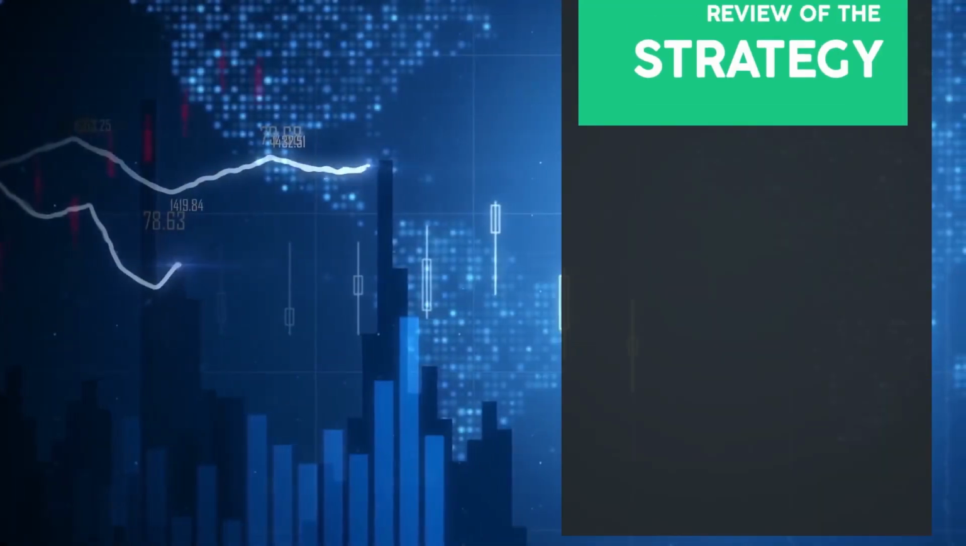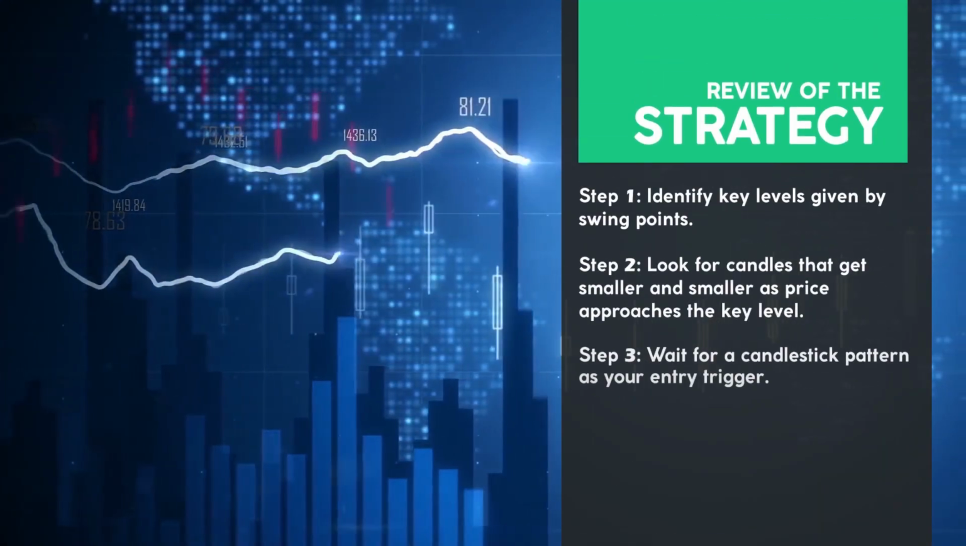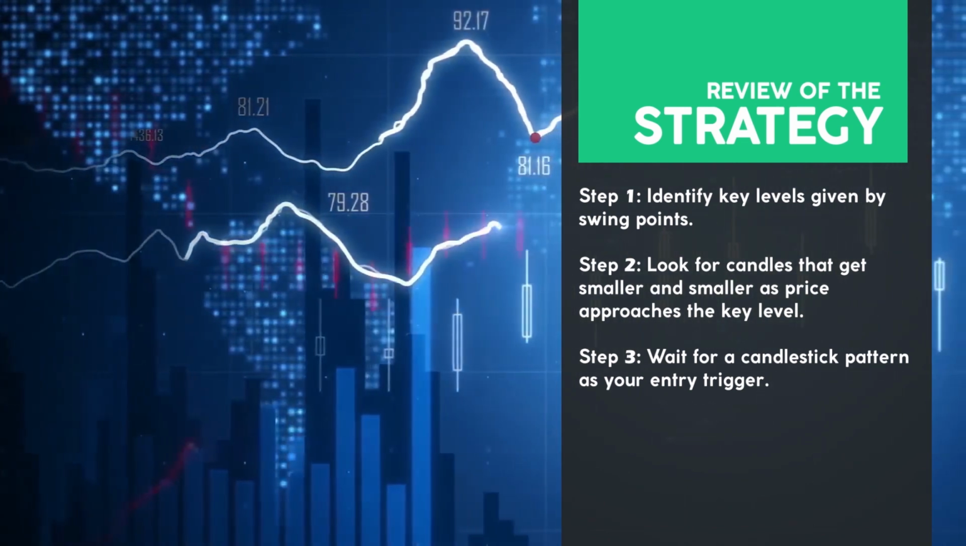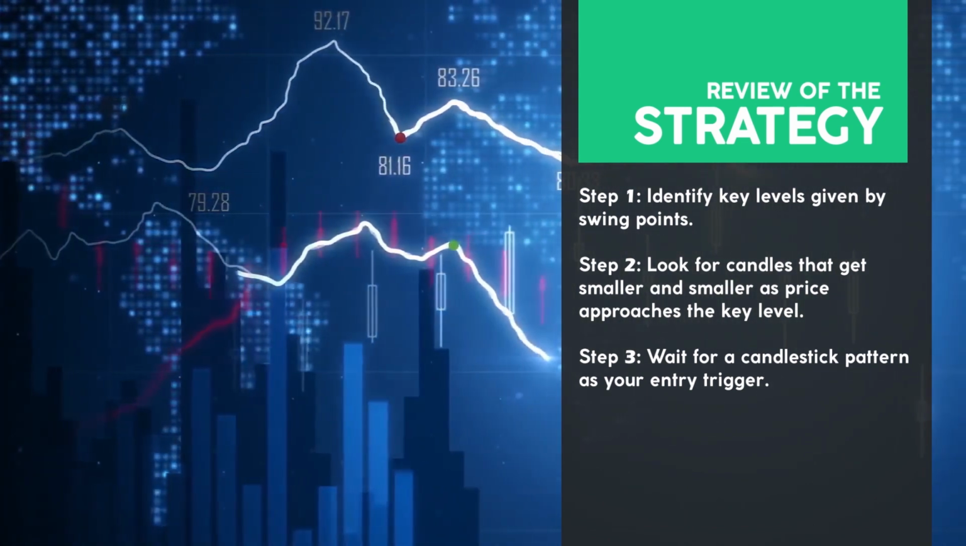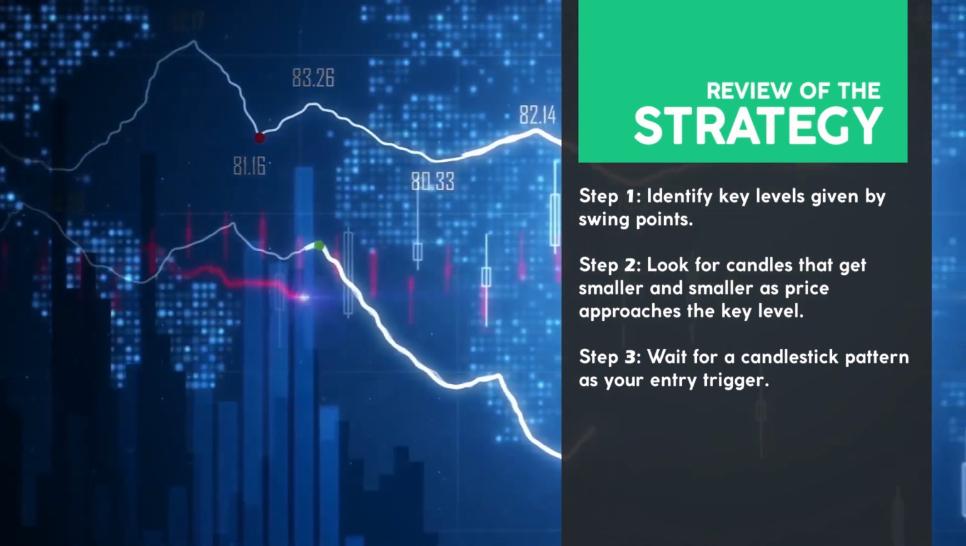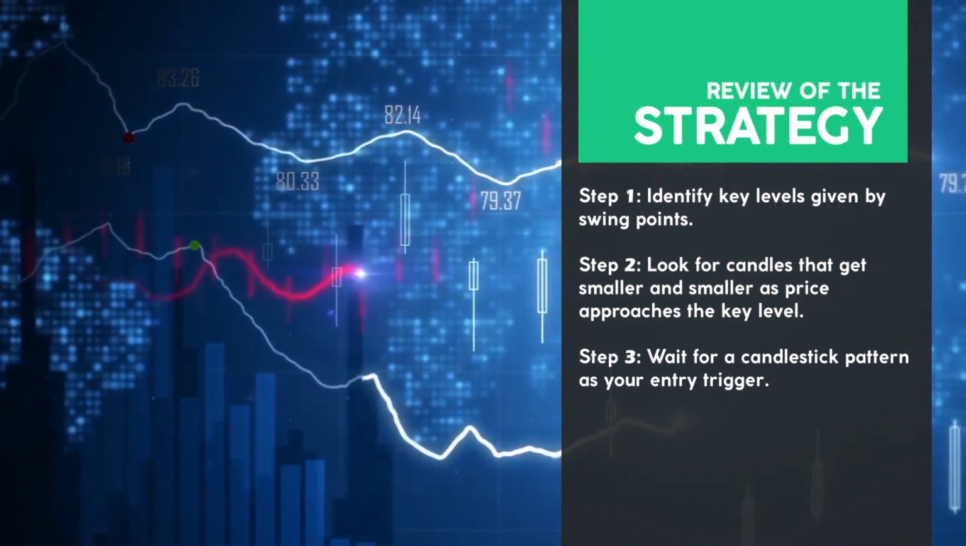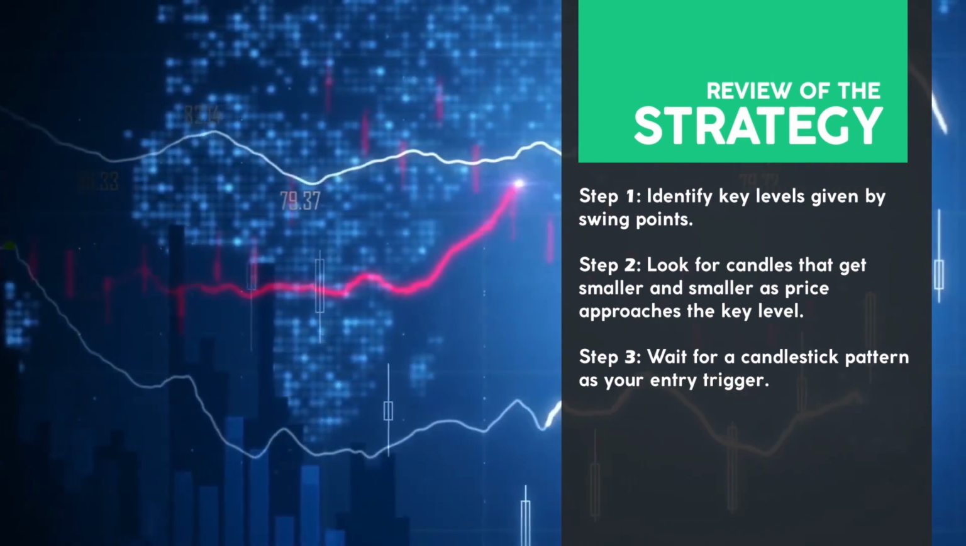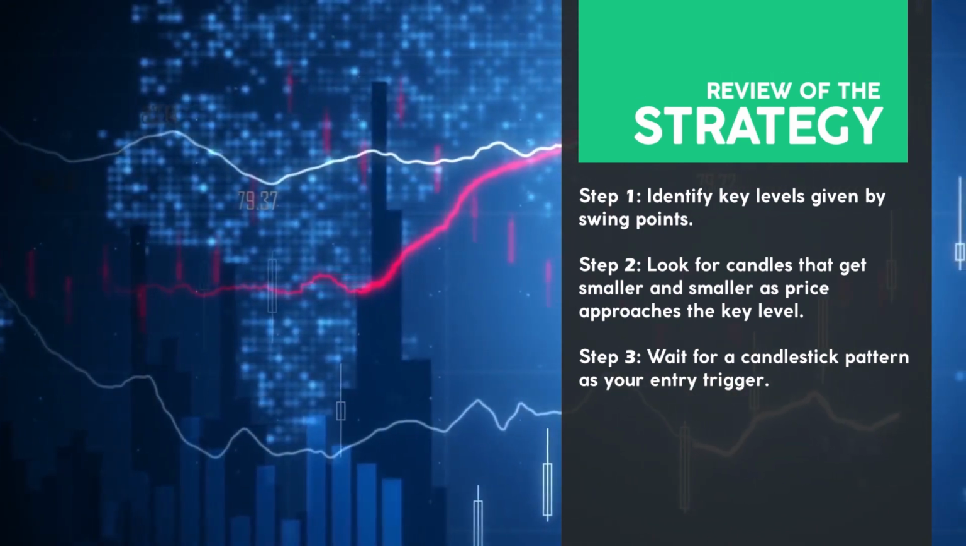Here's a quick recap of this pure price action trading strategy. Step number 1, identify key levels given by swing points. Step number 2, look for candles that get smaller and smaller as price approaches the key level. And step number 3, wait for a candlestick pattern as your entry trigger.